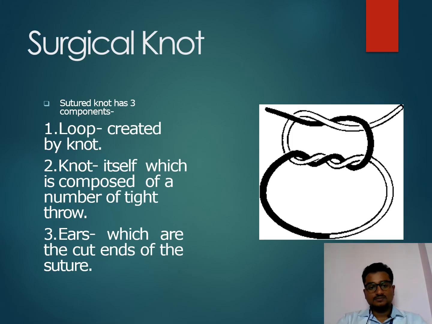Surgical knots. A suturing knot has three components: loop, knot, and ears. The loop is created by the knot. The knot itself is a number of tight throws. Ears are the cut ends of a suture.